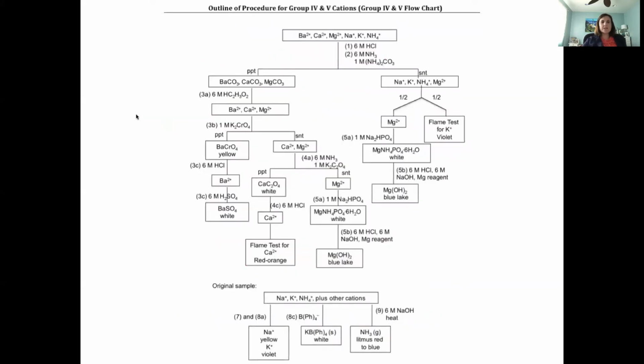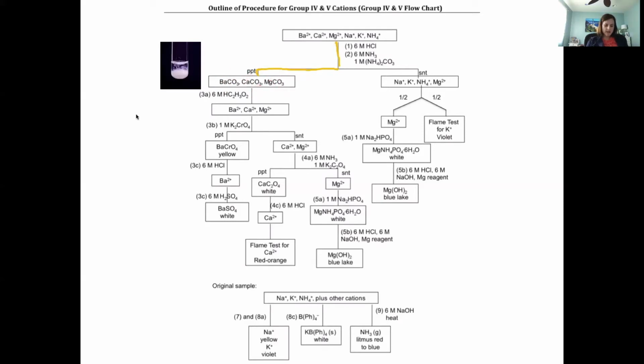Okay, so going back to our flow chart, we talked about step 1 and step 2. At the right pH, a slightly basic pH, we get our precipitates of barium, calcium, and magnesium carbonate. That's going to be a white precipitate. It looks something like this. But now, because all 3 of them precipitate, we've got to separate further.